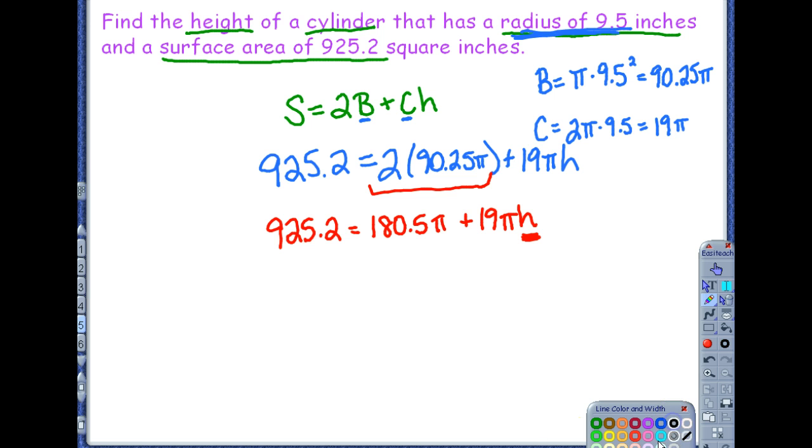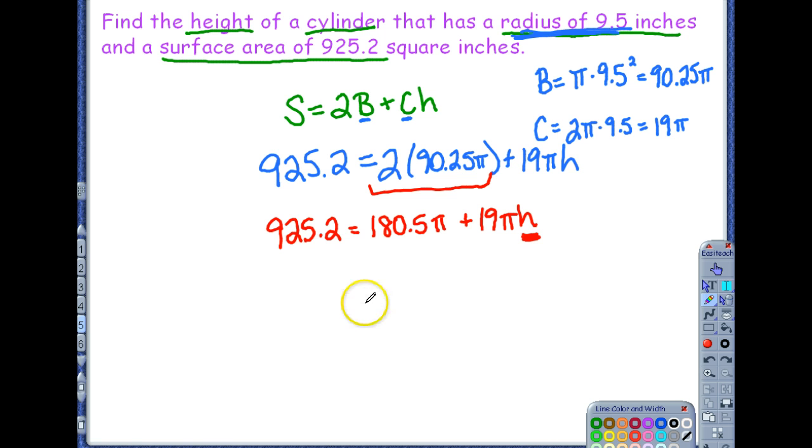So here's what I often will see. I want you guys to keep in mind what I'm looking at: 180.5 pi, and then add that to 19 pi. Well, they're both in terms of pi. Can I do that? We can't, because before I could add, I would have to multiply. So we need to deconstruct this piece.